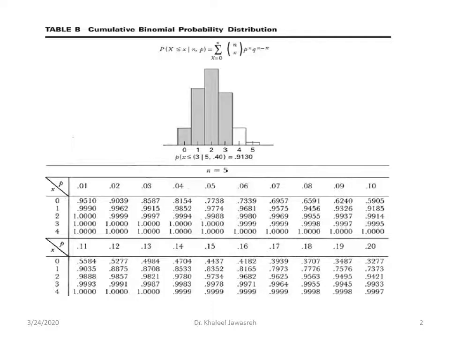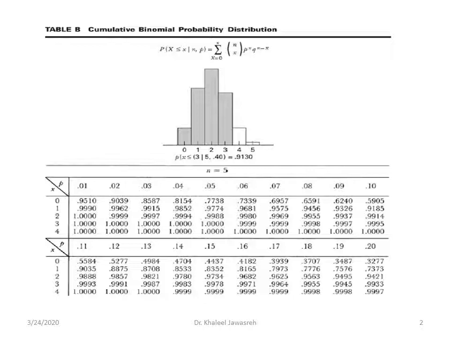This is the cumulative binomial table that is within the textbook that I uploaded previously in the e-learning. You need to return back to it. It's called Table B, and you can take it from there. As you see from this table, it gives us the cumulative binomial probability distribution.